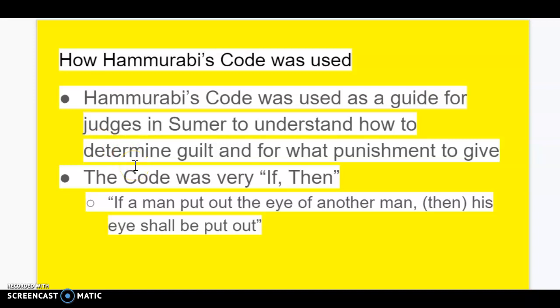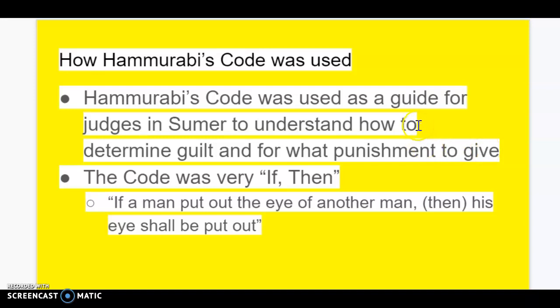So first, we'll talk about how Hammurabi's Code was used, how it was intended to be used by Hammurabi himself. The code is written as a guide for the judges in Sumer to understand how to determine guilt in a court situation, and how to determine what punishment they give the guilty party, if there is a guilty party.